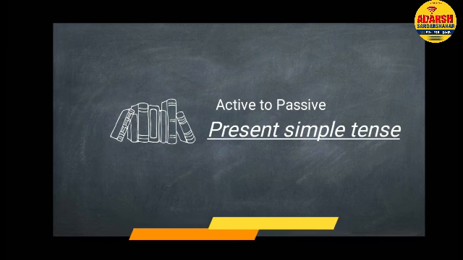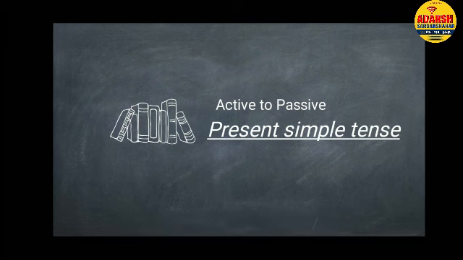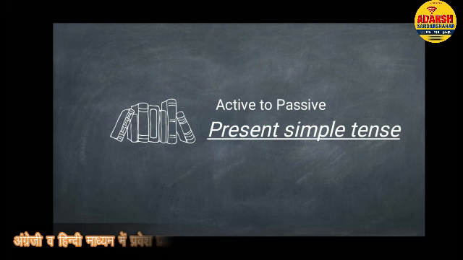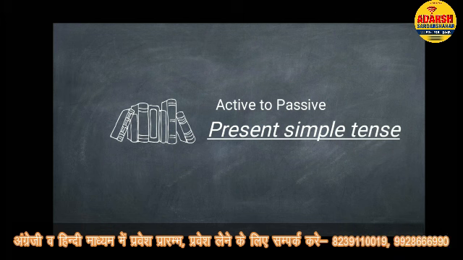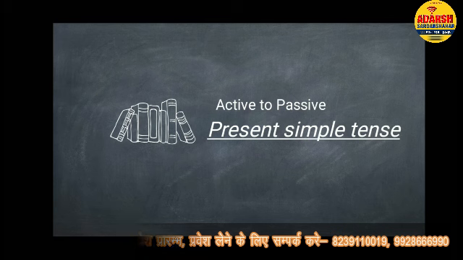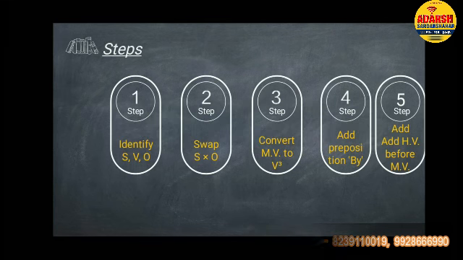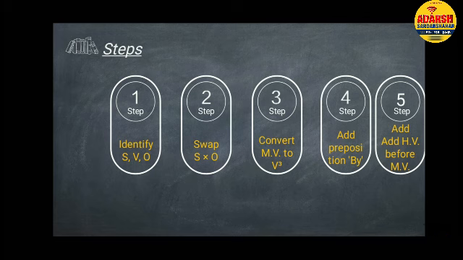So in our previous video we read how to convert any simple active voice sentence into passive sentence. In that video, we cleared all doubt related to all 8 tenses. Now, in this video, we are going to talk only about present simple tense. In our previous video, we learned that in the process of converting active to passive, we take help of 5 easy steps. With the help of 5 easy steps, we can convert any active voice sentence into passive voice. So let us see them one by one.